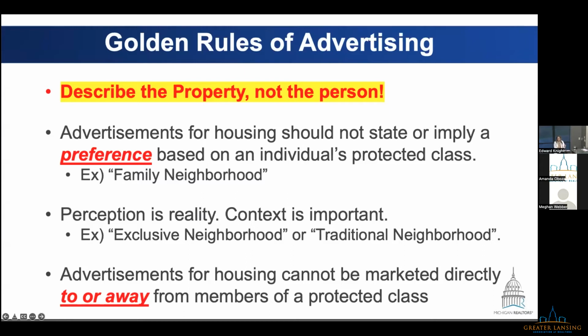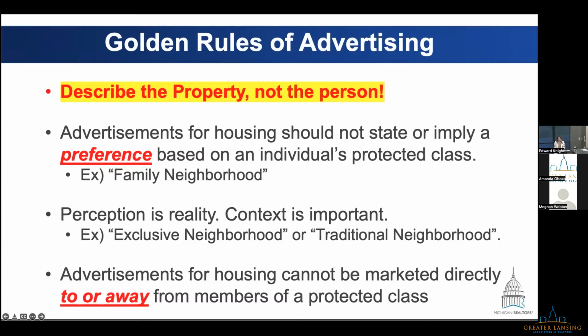We have to look at the words in conjunction with the photos that we're using and the method that we're advertising in and who our audience is and how these advertisements could be perceived. Because when we're talking about fair housing violations and real estate advertising, perception is reality. That's just the way that it works, and context becomes really important.